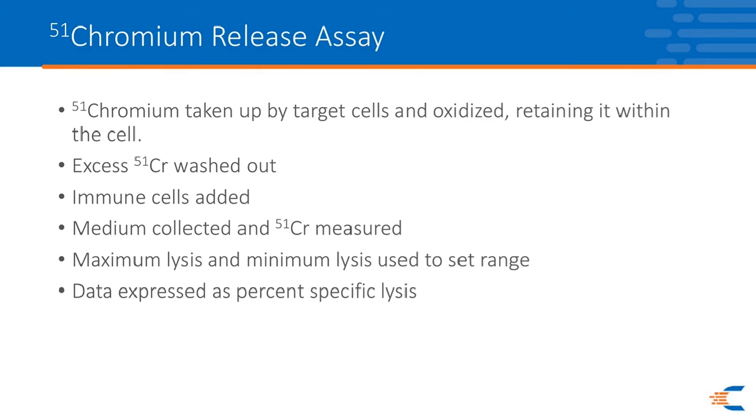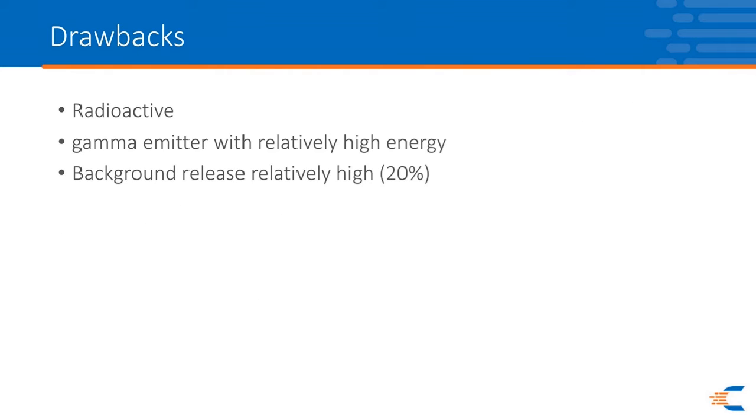Controls are included to determine what the maximum release of chromium would be and the minimum, and that's used to set your range of the assay. Then the data are expressed as a percent-specific lysis. And obviously, since it's been in use for many years, this works well. But there are obvious drawbacks. The main one, at the top of the list, is radioactive. In fact, I almost just listed radioactive 5 times because this is the problem.